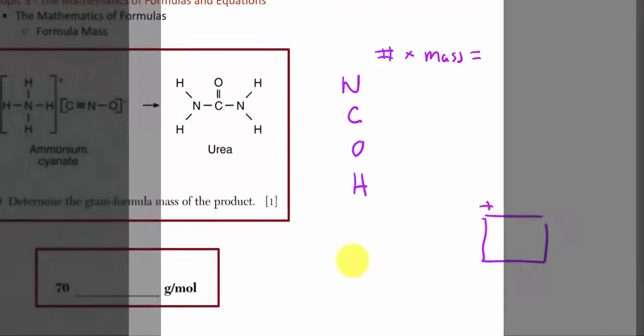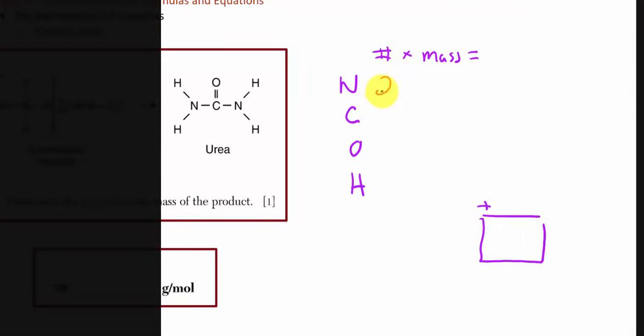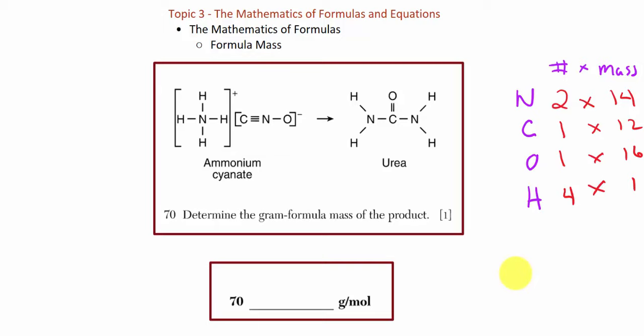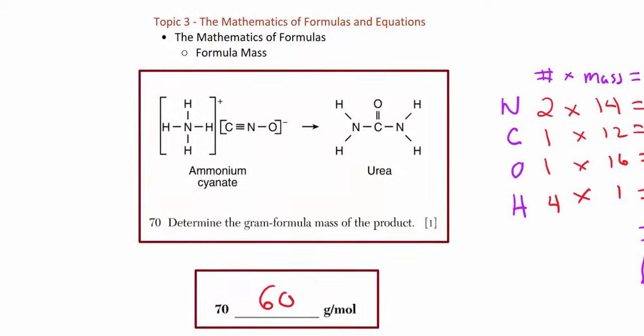So we can break it down this way. We see that there are 2 nitrogens. We look it up, we find that those weigh 14 each. So there's 28 contributed by nitrogen. There's 1 carbon in the picture. Carbon has a mass of 12. There is 1 oxygen that has a mass of 16, and there are 4 hydrogens in the picture. They have a mass of 1 each for a total of 4. And we add up this column, we're going to get our answer, and it should come out to 60 grams per mole. So back on our answer sheet, we only need to write 60 in the answer space.